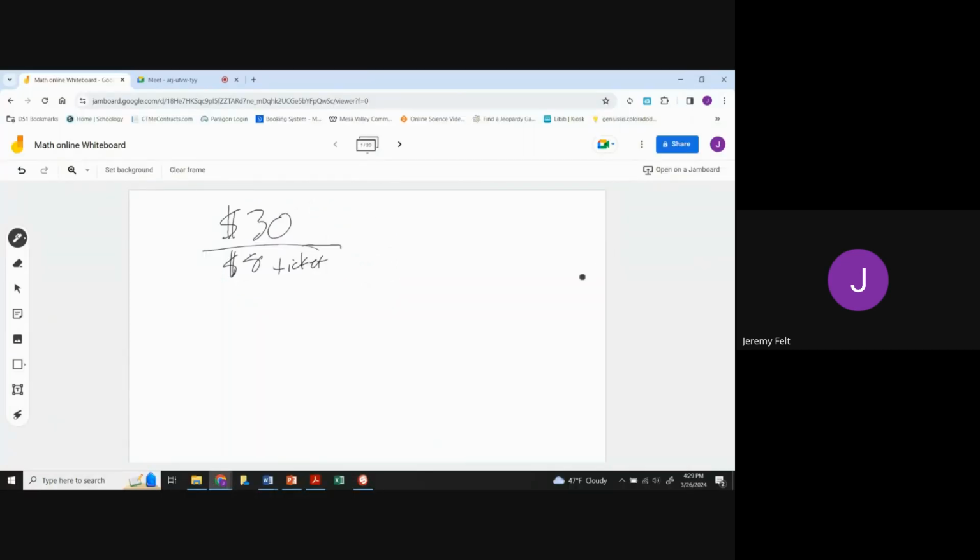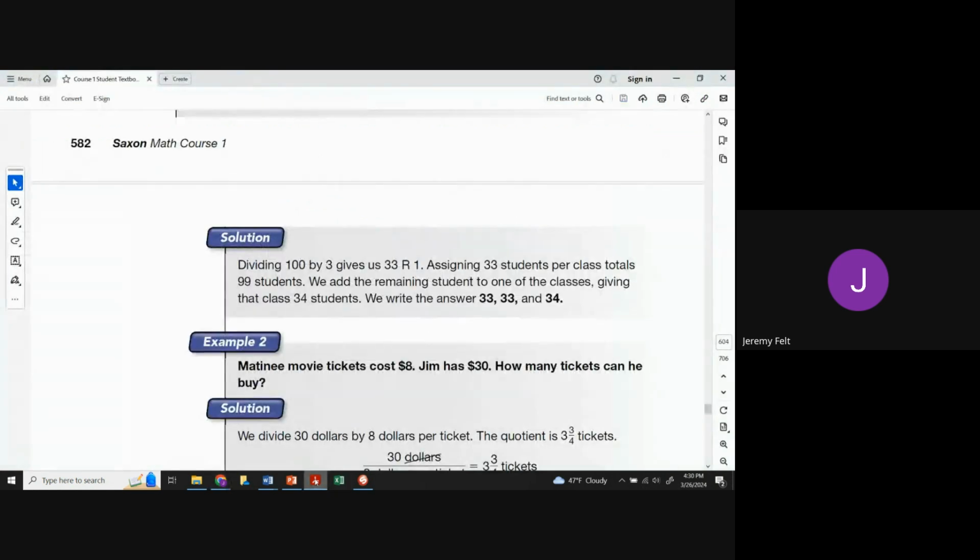But again, probably not going to have a lot of luck. So dollars cancel. We're left 30 divided by 8, which is 3.75 tickets. But again, this is all the money he has. So we can't buy 0.75 or 3/4 of a ticket. They're not going to let us round up and buy 4 tickets because we don't have enough money. So we're only going to be able to buy 3 tickets. We're going to have some change left over. We have $6 left over. We go buy popcorn or soda or something like that. But we're only going to be able to purchase 3 tickets.